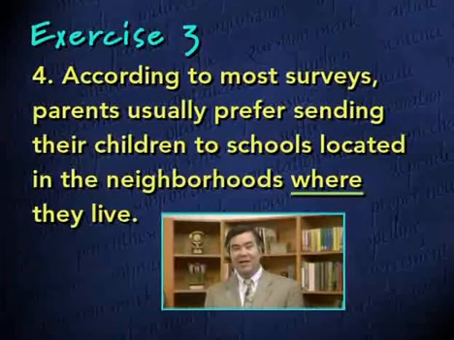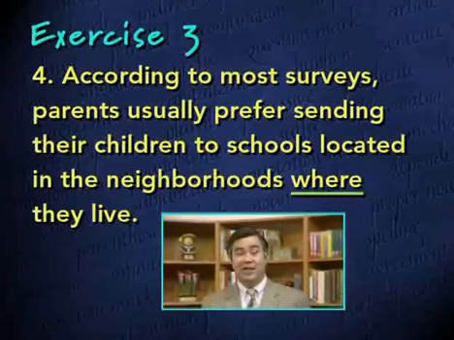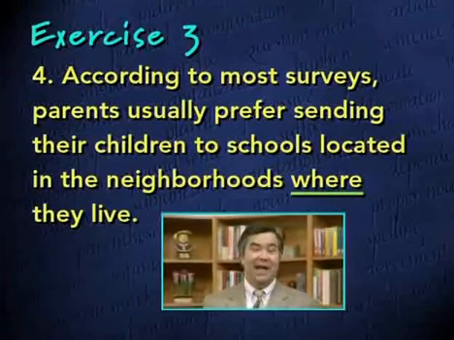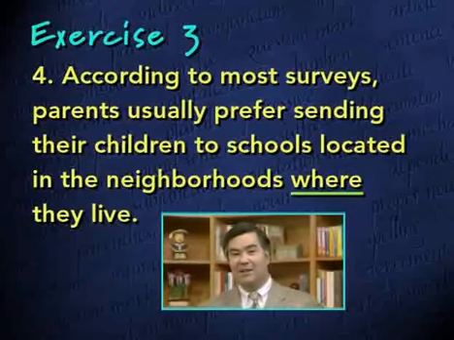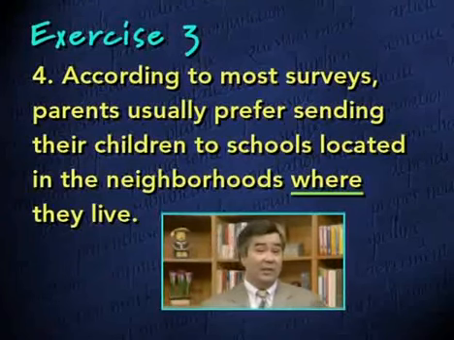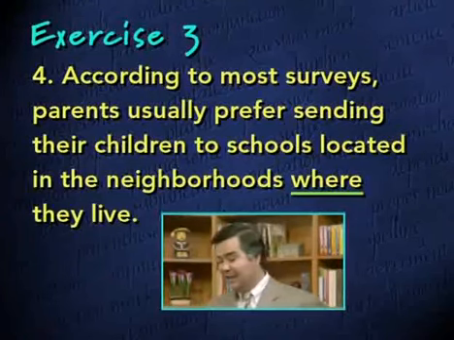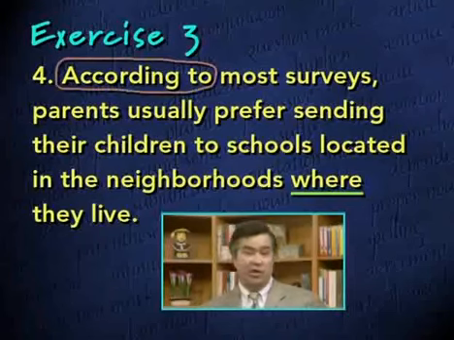Because of that subordinating conjunction, this clause can't stand alone as a sentence. You couldn't say where they live and leave that alone as a sentence. The word that begins it, where, is the subordinating conjunction, which turns it into a subordinate clause. There are also three prepositions in this sentence, and the first one is made up of more than one word, according to.